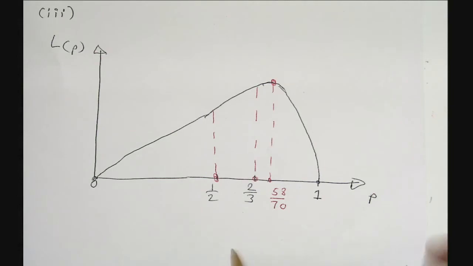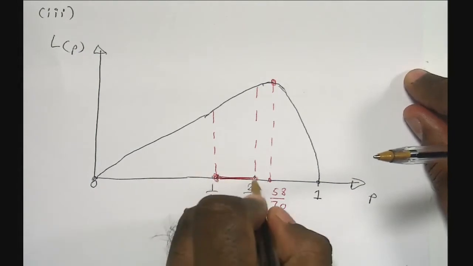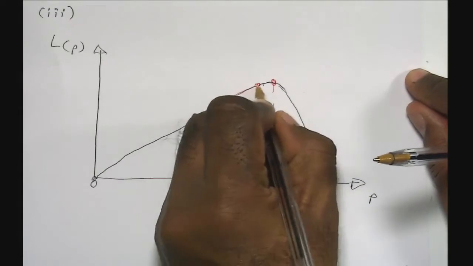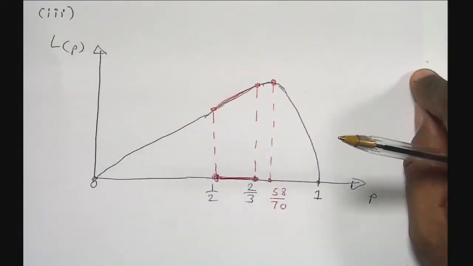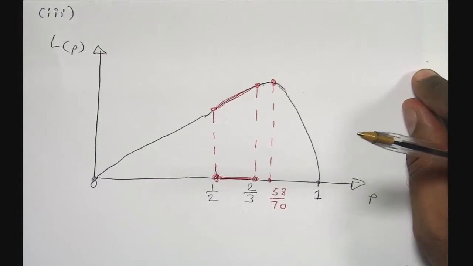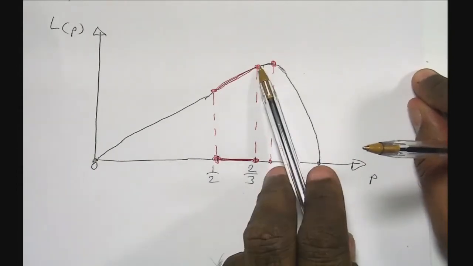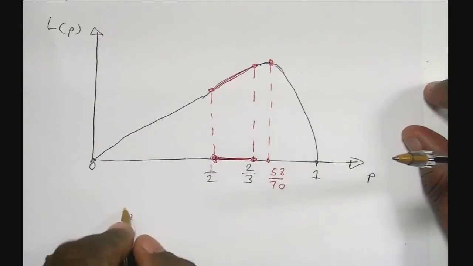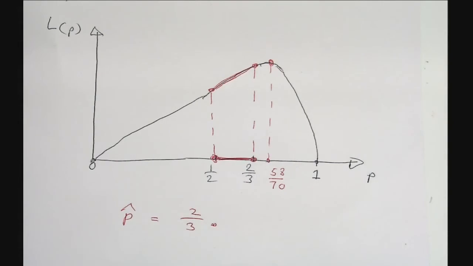Now let's try to answer the question, guys. If P is in the interval from this point to this point, what is the largest value of the graph over this interval? It's at this point, right? And the corresponding P is 2/3. So the answer is P hat equal to 2/3.